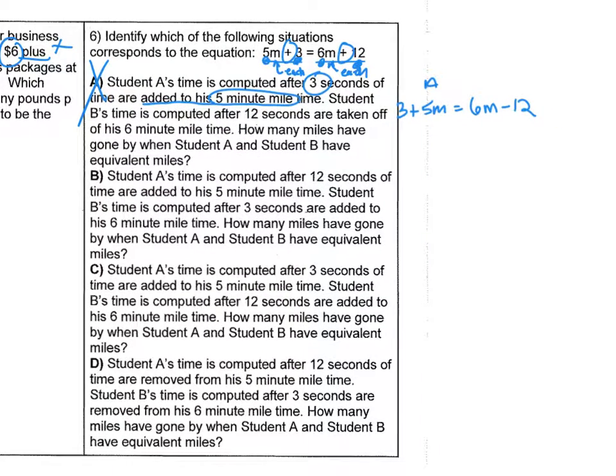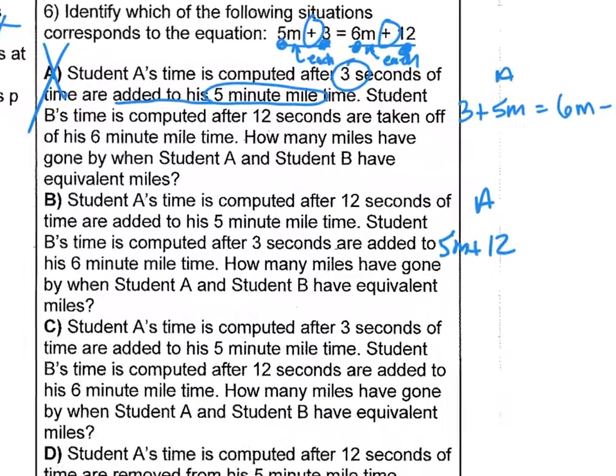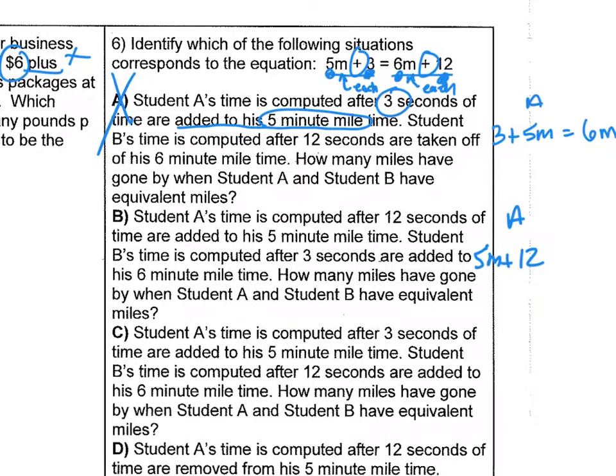B, student A's time is computed after 12 seconds of time are added to his 5-minute mile. So far, is there something wrong there? Yes. What's wrong? 12 and 5. 12 and 5 don't go together. 12 and 5 are not on the same side of the equal sign, so they are not part of the same story.